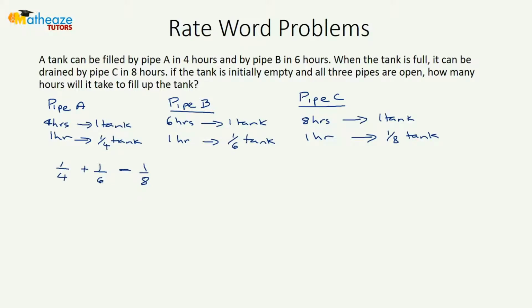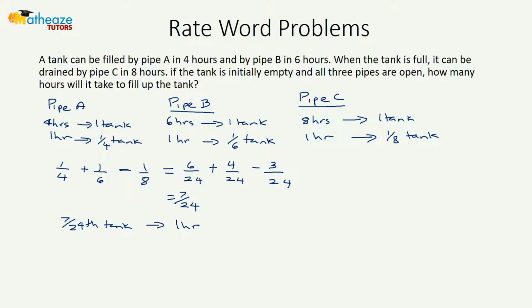So let's simplify this. The least common denominator here is going to be 24. So I'm going to have 6/24 plus 4/24 minus 3/24. So this is going to give us 7/24. So when they work together, 7/24 of the tank can be done in 1 hour. So this is showing us that 7/24 of the tank is filled in 1 hour.